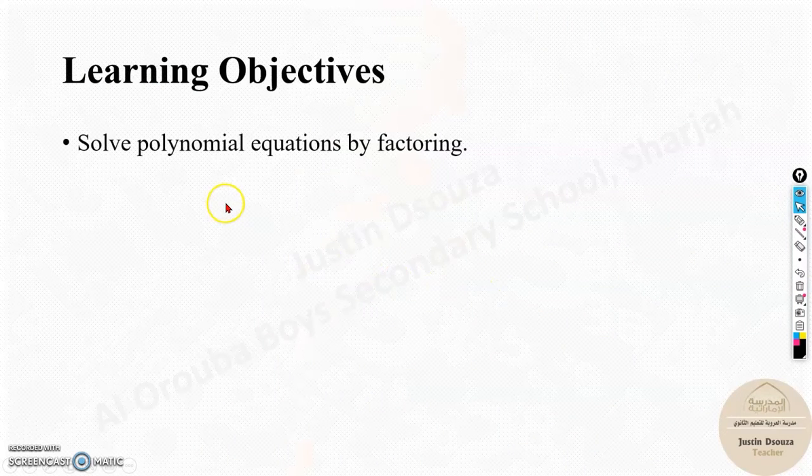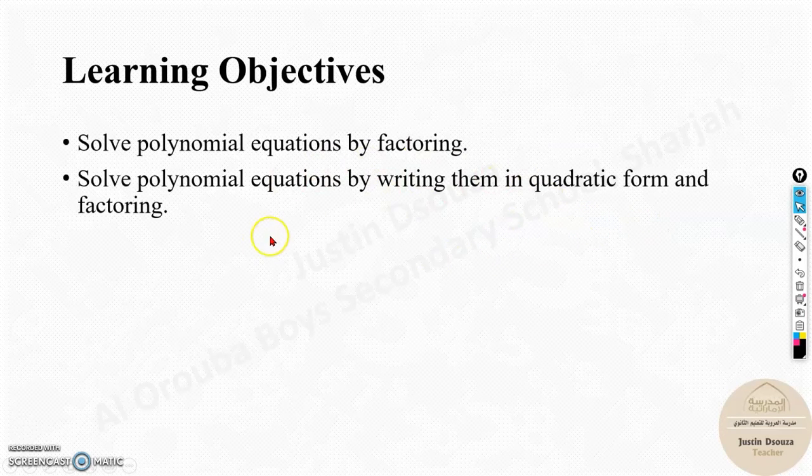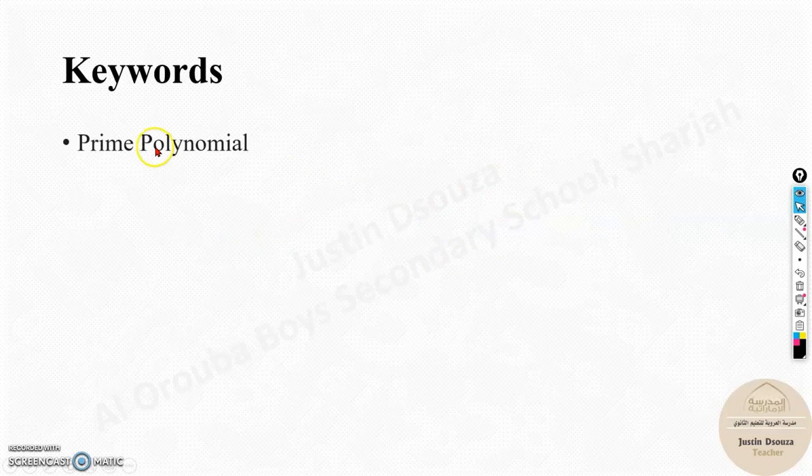The learning objectives of this lesson are to solve polynomial equations by factoring, and to solve polynomial equations by writing them in quadratic form and then factoring. Factoring is very important: removing the factors, making common factors. So we will look into it in a while, and based on factoring we can solve differently as well. And then the keywords are prime polynomial and quadratic form.